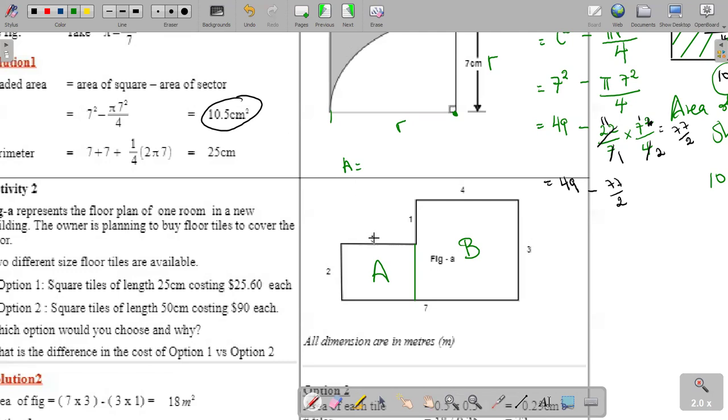The answer is 6. Because look at A. What's the length and width of A only? 2 times 3. So that's 6 meters squared. Plus B. What's B? What's the area of B?